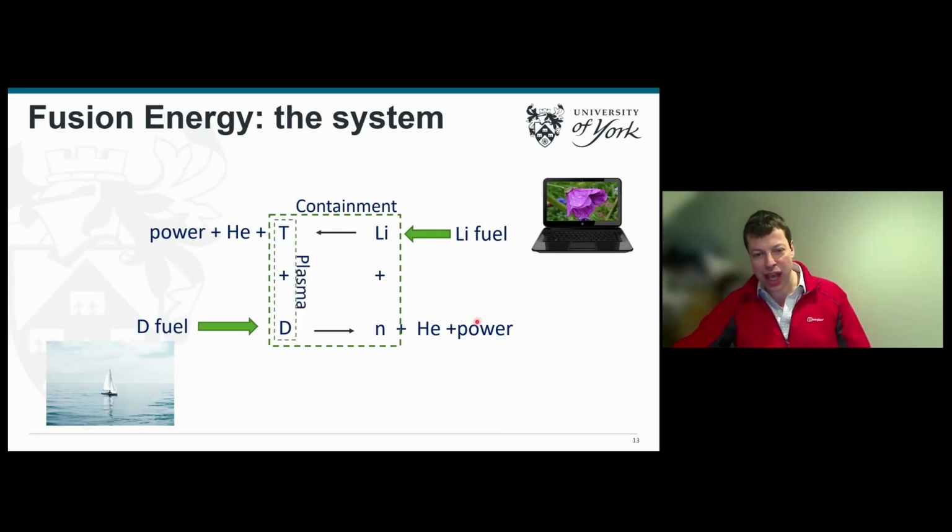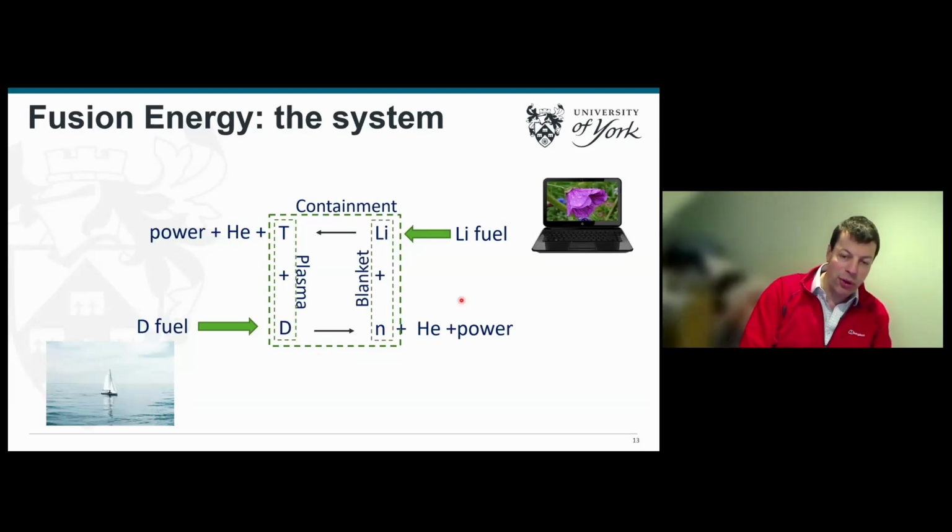But these 2 reactions are happening in different places. The deuterium-tritium reaction is happening in a plasma, and I'm going to talk about that in a minute. And the neutron-lithium reaction is happening in the vessel wall, sometimes called the blanket, that's surrounding our fuel. And I'll draw some cartoons of this in a minute.